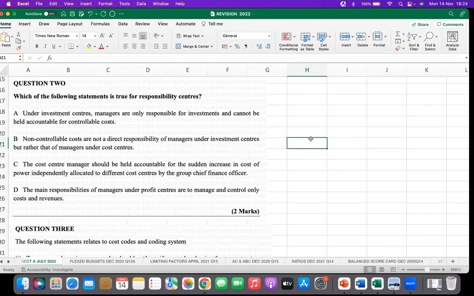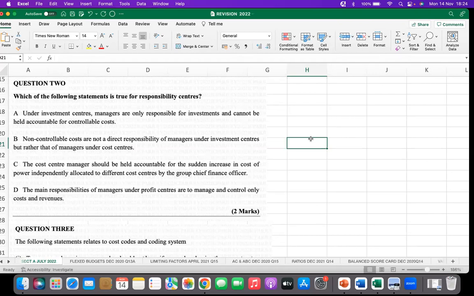C, a cost center manager can be held accountable for the sudden increase in costs of power independently allocated to different cost centers by the group's chief executive officer. That is not right. If the CFO allocates some costs to a center, the managers will not be responsible for such costs, because those costs were just allocated to them.